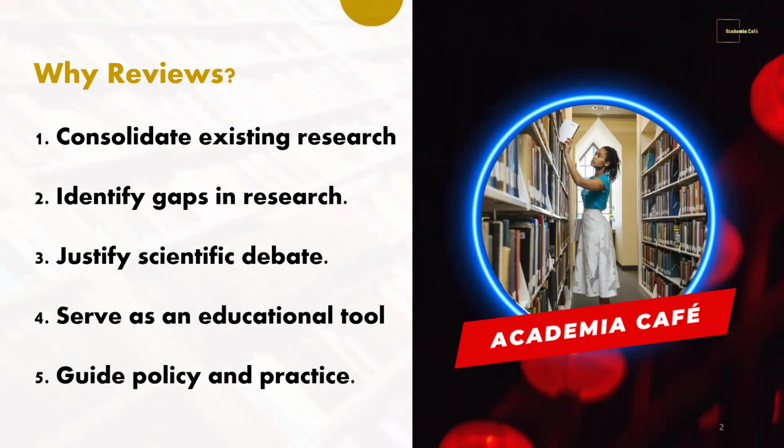Function number 1, the first why of a review: consolidate existing research. A review is used to synthesize findings and insights from multiple studies to identify patterns and trends and provide a comprehensive overview of a particular topic in a field. Fundamentally, a review makes evidence-based information about a topic more accessible and understandable.